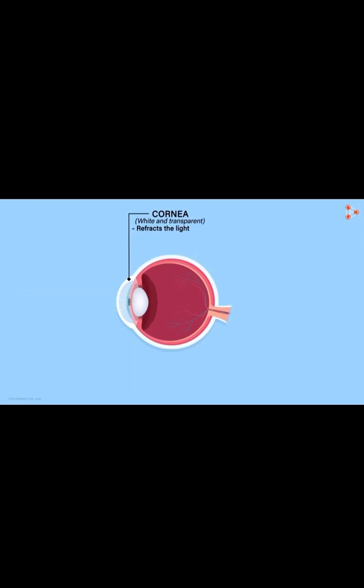But wait, it not only refracts light but also protects the inner parts of the eye. It acts like a tough front wall of the eye, protecting the interior of the eye from accidents, and also does not allow foreign particles to enter. Okay, so this was all about the outer layer of the eye. Let's now talk about the things present inside.